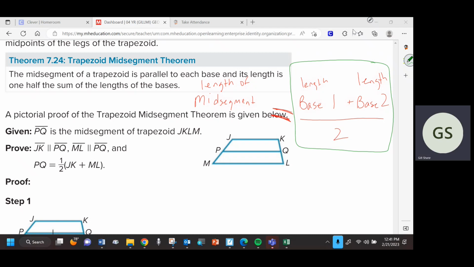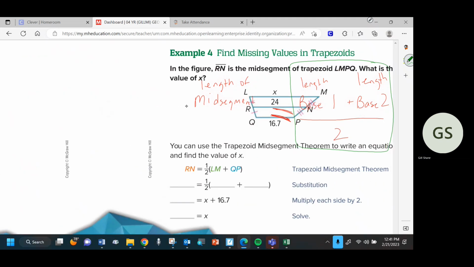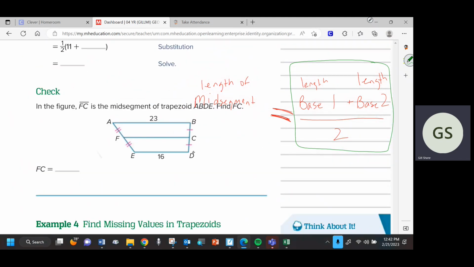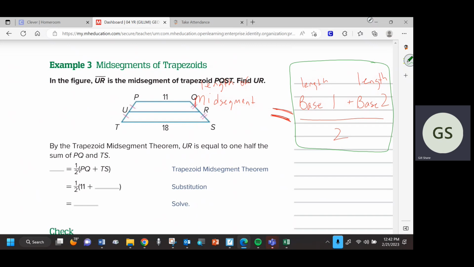So with that in mind, I want you to do four problems. Do example three and then the check below that, and then example four and then the check below that. Make sure you're using the formula if you struggle. So I just said, hopefully you wrote that down. Example three, and then the check problem right below it. And then example four, and the check problem below that. Might be on the next page for example four.